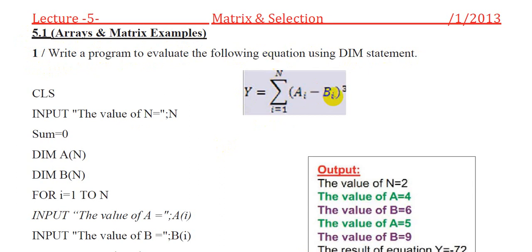As you can see right here, the term is (ai times bi) cubed, the bracketed function (ai bi) all up to 3, or all cubic. Then CLS, and input the value of n.